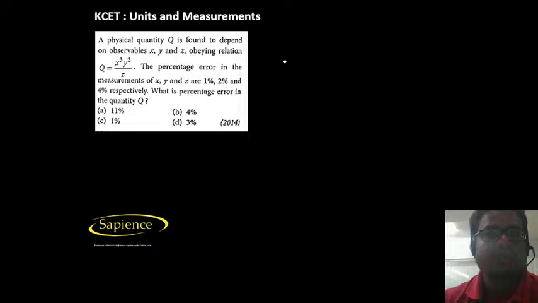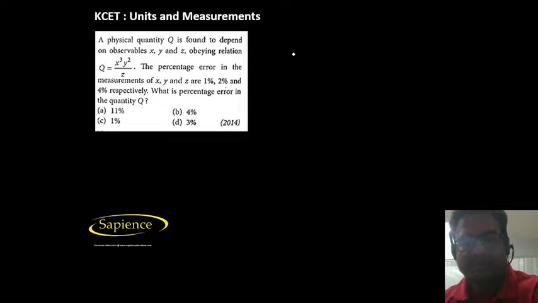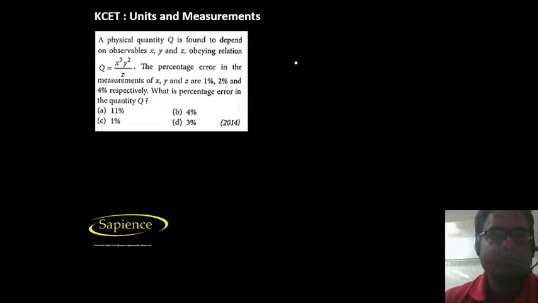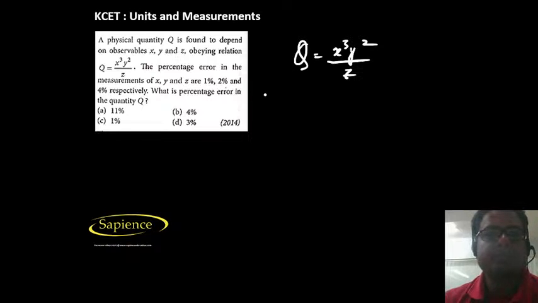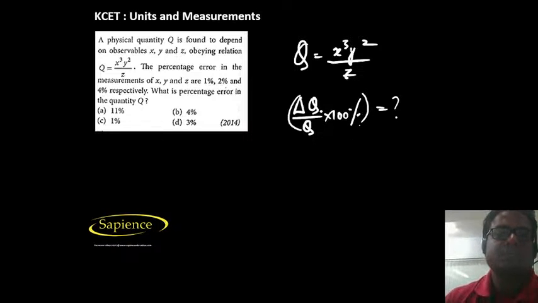The physical quantity Q is found to depend on observables x, y, and z obeying the relation Q equals x cube y square by z. The percentage errors in the measurements of x, y, z are 1%, 2%, and 4% respectively. What is the percentage error in the quantity Q? So we have to find delta Q by Q into 100%, which means the percentage error in the measurement of the physical quantity Q.